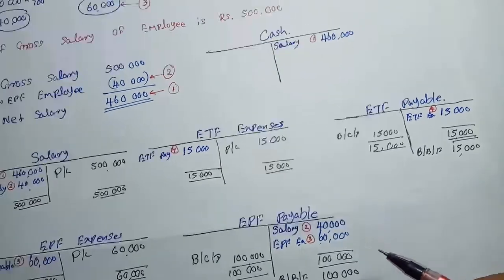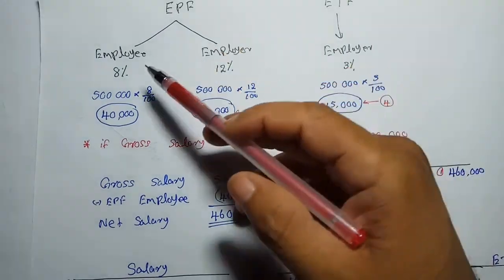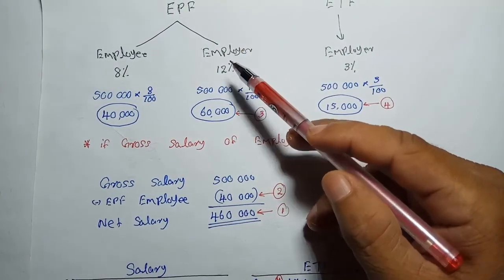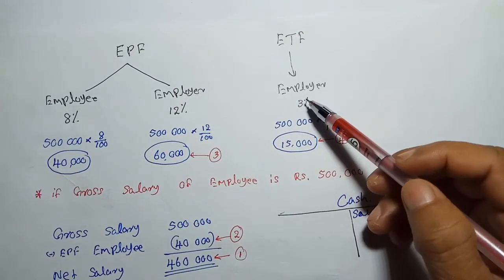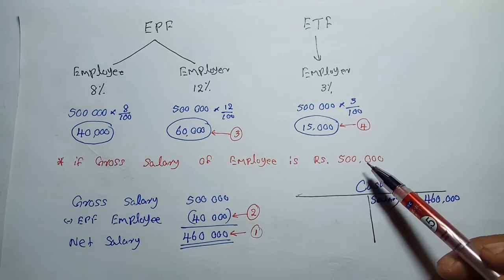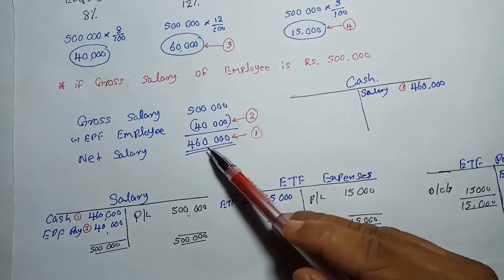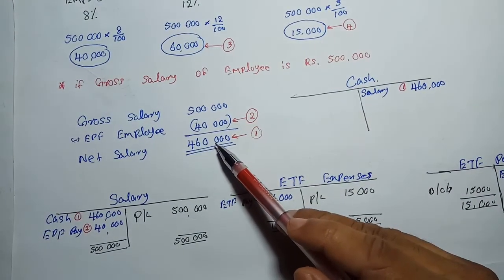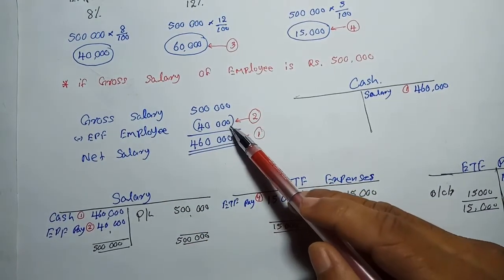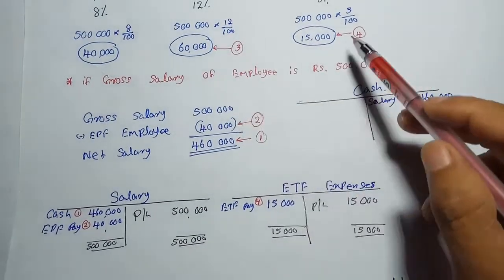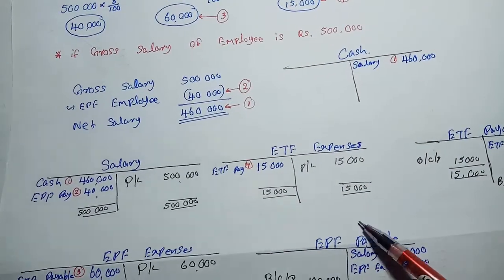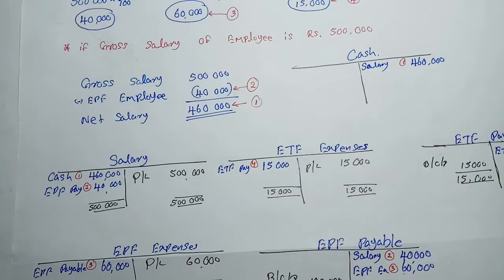Try to get an idea. This is the summary. For EPF, both employee and employer give their contribution. For ETF, only the employer gives their contribution. Value should be calculated based on the gross salary of the employees. Net salary should be paid. Net salary can be calculated as gross salary minus EPF contribution of employee. Then there are 4 steps that should be applied. 6 ledger accounts should be prepared. There are 3 employee related expenses and 2 liabilities.